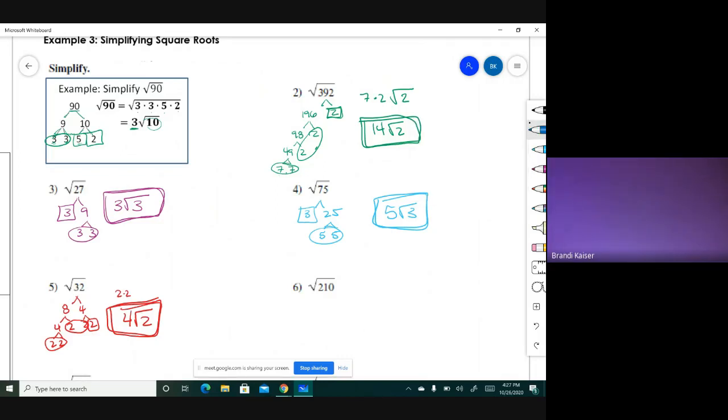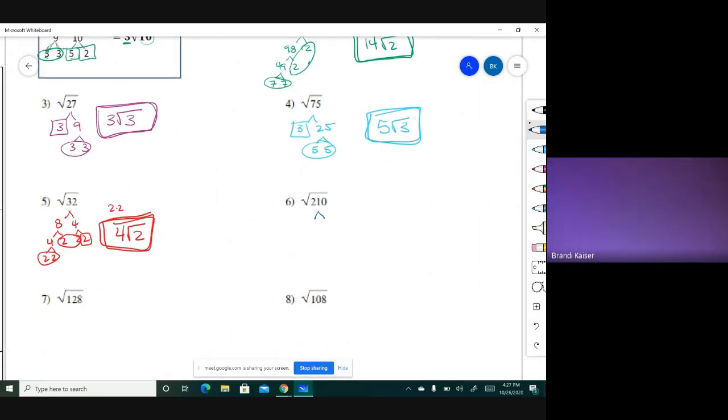All right, 210. Again, lots of different ways I could break it down. Let's say we do 21 and 10. 21 breaks down to 7 and 3, which are primes. The 10 breaks down to 5 and 2, which are primes. If I look at all my prime factors, 7, 3, 5, 2, all of those are singles. I don't have any pairs here. If you don't have any pairs, that means we're not going to be able to simplify anything. The most simplified version of the square root of 210 is the square root of 210. We didn't know that before we checked, so we always have to check. But if it doesn't simplify, it doesn't simplify. That's okay. You just leave it.